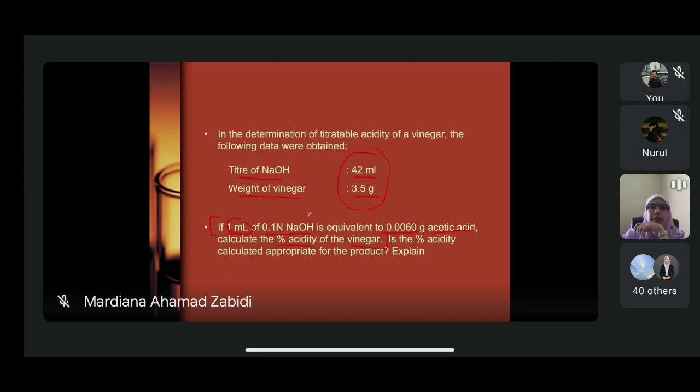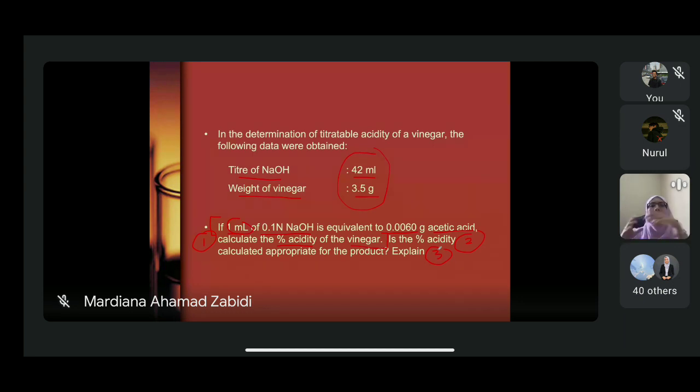Okay, so untuk soalan macam ni dia kata calculate. So this one will be the first one. So you need to calculate the acidity of the vinegar. Okay, so you dah settle the first task, you already calculated for the acidity of the vinegar. Okay, and then the second question, kiranya dalam soalan yang sama, ada 2 questions sebenarnya. Sorry, not really 2, ada 3. Is the percentage of acidity calculated appropriate for the product?